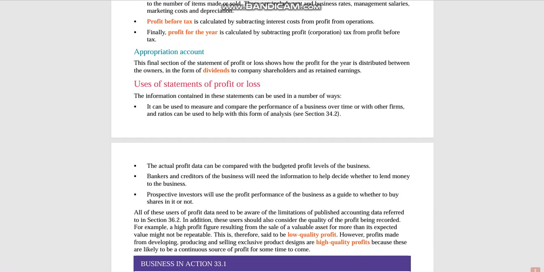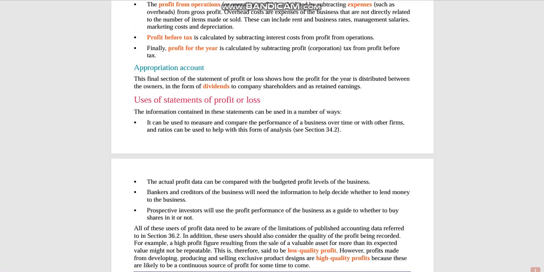Moving forward, we have the appropriation account. This final section of the statement of profit or loss shows how the profit for the year is distributed between the owners, in the form of dividends to the company shareholders and as retained earnings, which is something we've already discussed in much greater detail. You won't get this in the exam itself, but these are small knowledge points you may use.